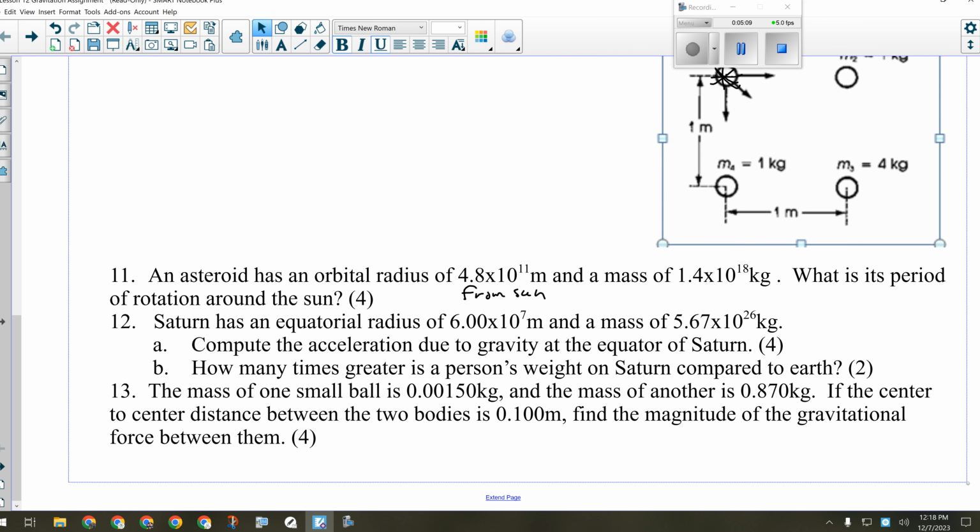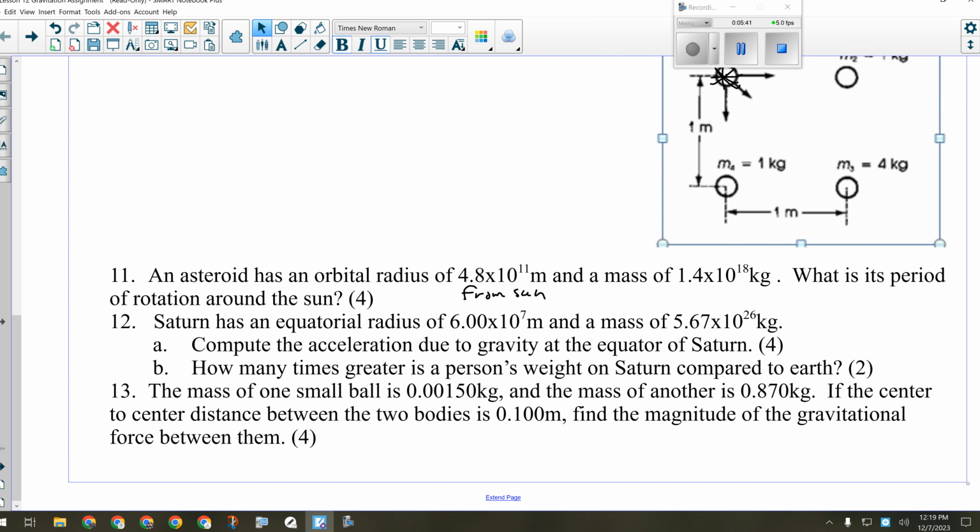Okay. And number 12, Saturn has an equatorial radius of 6.0 times 10 to the 7 and a mass of 5.67 times 10 to the 26. I want the acceleration due to gravity, or the gravitational field strength, okay, at that point. And then I want to know how many times greater a person's weight is on Saturn compared to Earth. Okay, so that is a gravitational field strength question.